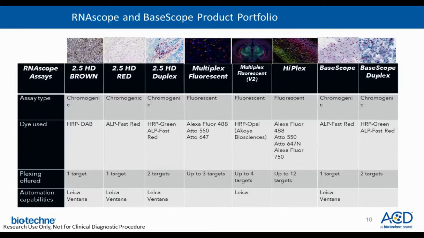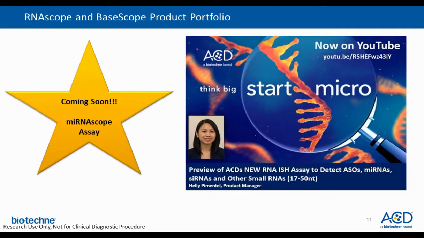The two new assays that came out in the last 2 years were the HiPlex assay that allows for detection of up to 12 targets, as well as the microRNAscope assay. The BaseScope assay allows you to detect shorter targets. So it really covers a broad portfolio of different targets that you can visualize.